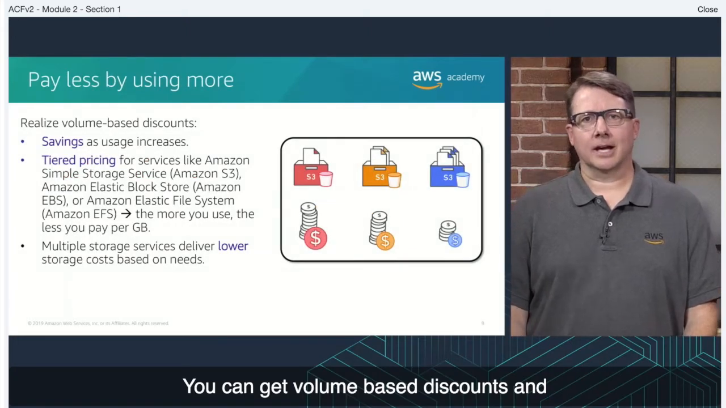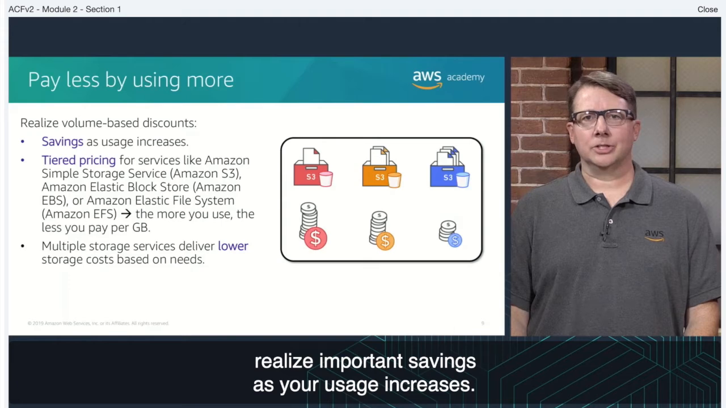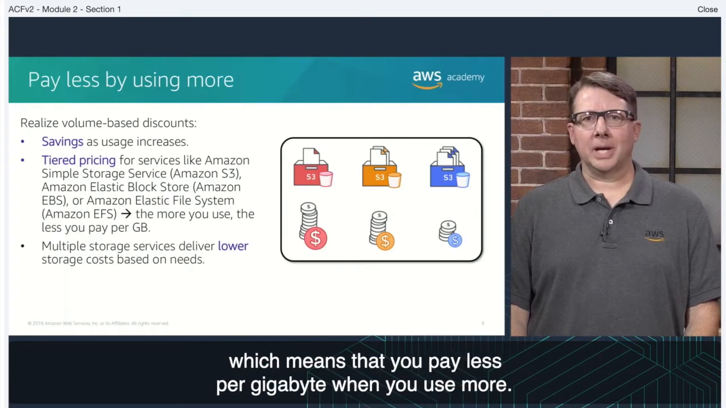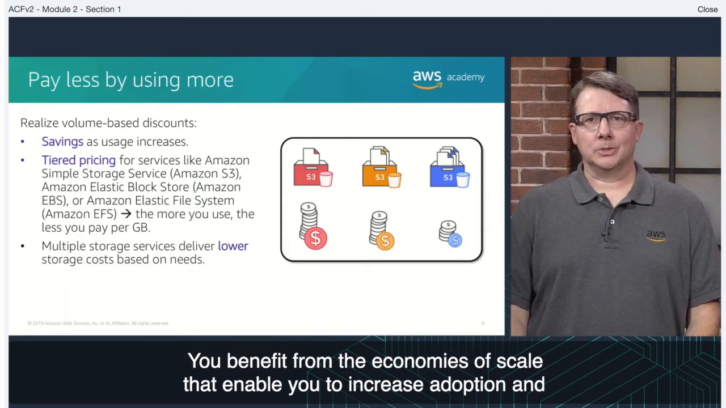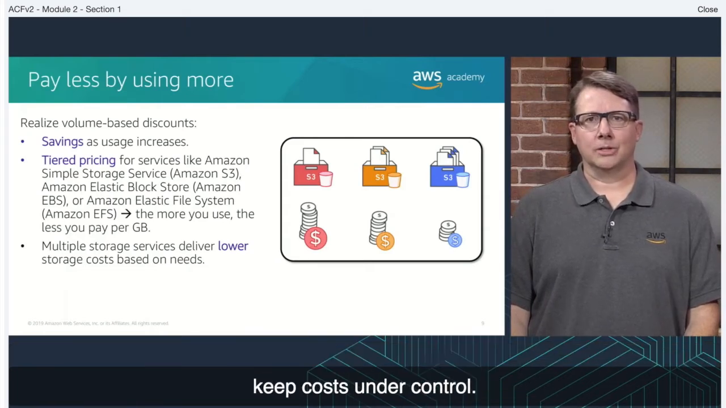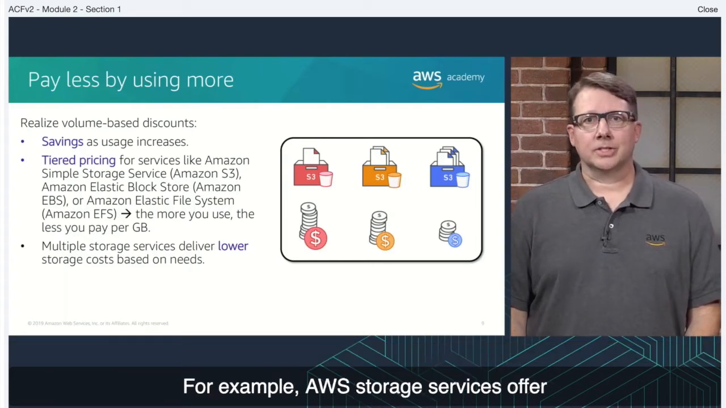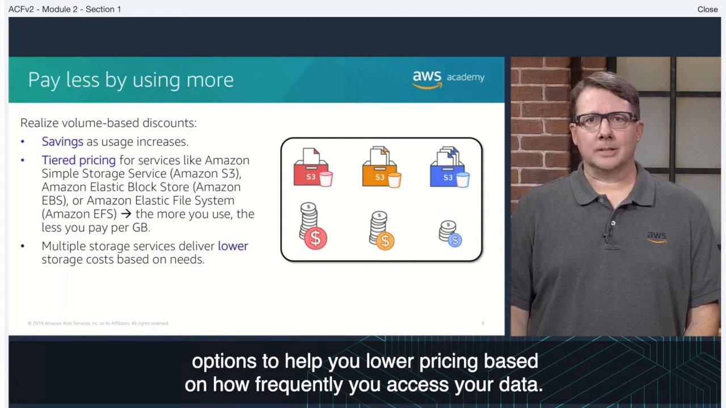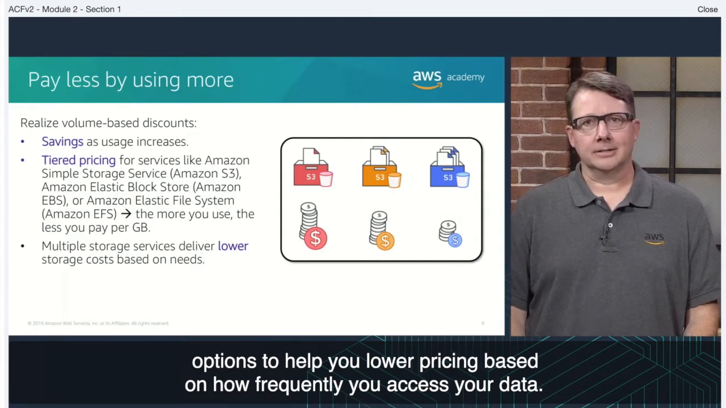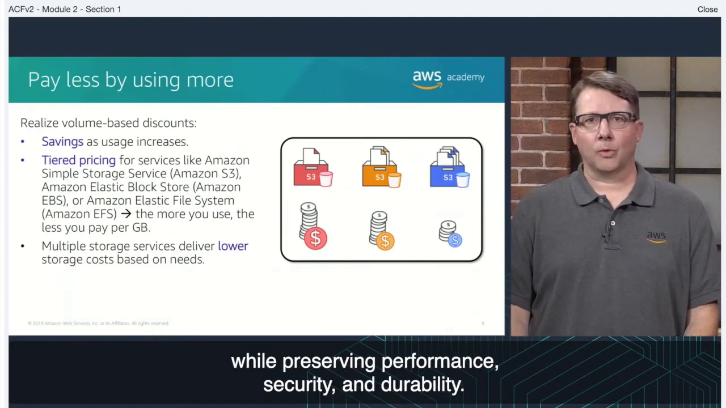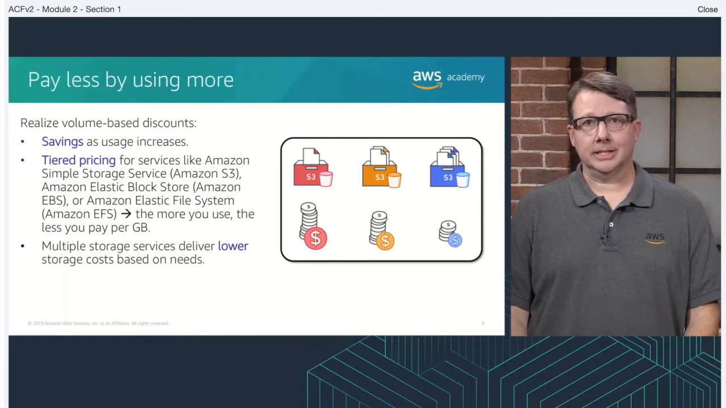You can get volume-based discounts and realize important savings as your usage increases. For services like Amazon S3, pricing is tiered, which means that you pay less per gigabyte when you use more. You benefit from the economies of scale that enable you to increase adoption and keep costs under control. As your organization evolves, AWS provides services that help you meet your needs. For example, the AWS Storage Services offers options to help you lower pricing based on how frequently you access your data. To optimize your savings, you can choose the right combination of storage solutions while preserving performance, security, and durability.